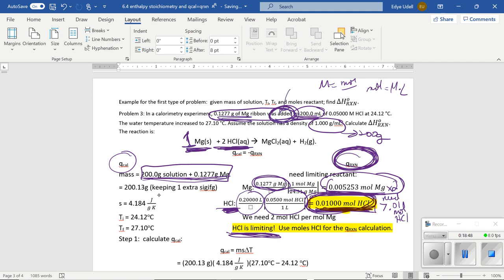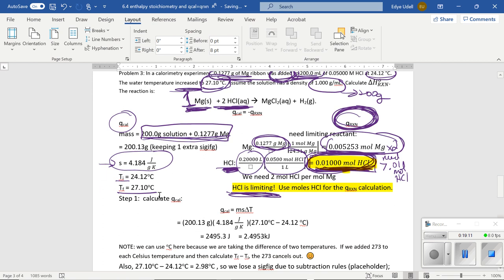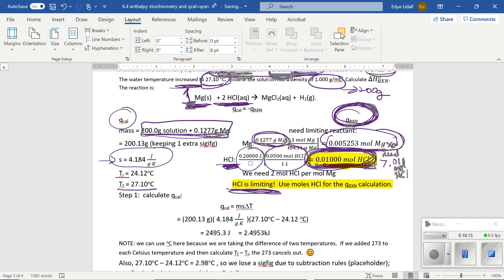I'm going to keep an extra sig fig for now. The heat capacity was not given, but I wrote above, assume that this is the heat capacity. Let's see the temperatures. It's at this temperature, so that's Ti. Our final temperature is right here because we increased it to that amount. Here's my Tf. So I have enough information to calculate Q calorimeter.